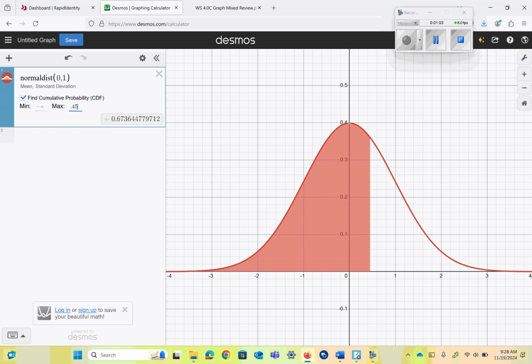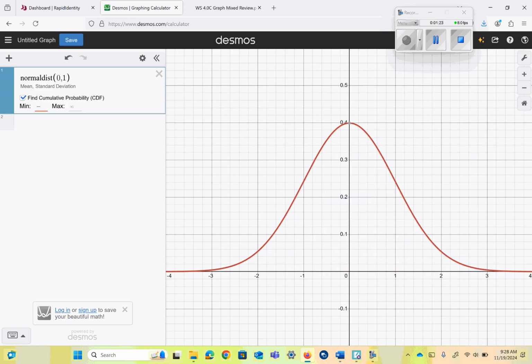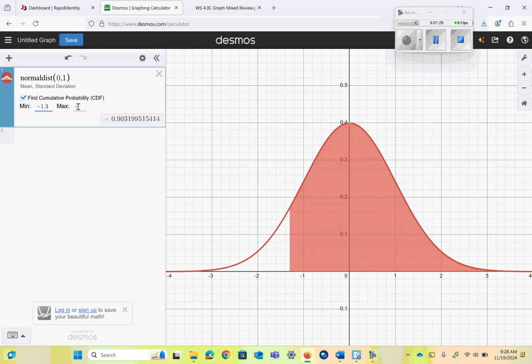And then for problem number 2, we want to know what percent of the normal curve is between negative 1.3 and negative 0.3. If we go back here and change our bounded region, we want negative 1.3 and then negative 0.3. All right, so it's just a smaller little wedge. So that accounts for 28.5% of the area.